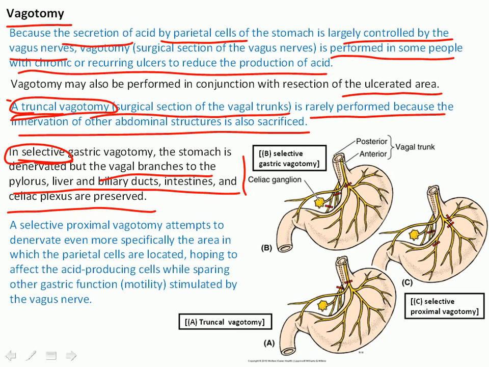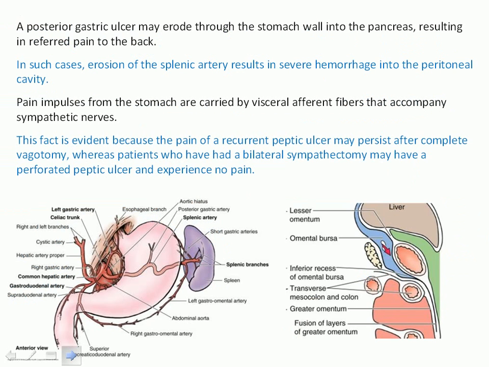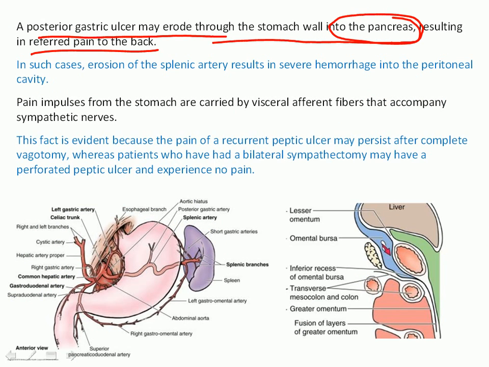Indeed, it's not easy to find the branches of the vagus innervating the anterior wall of the stomach, so quite a lot of unsuccessful operations were also noted. All right, so posterior gastric ulcer, what else do we need to know about gastric ulcers? Gastric ulcers eroding through the posterior wall of the stomach may also damage the pancreas, resulting in so-called referred pain to the back.